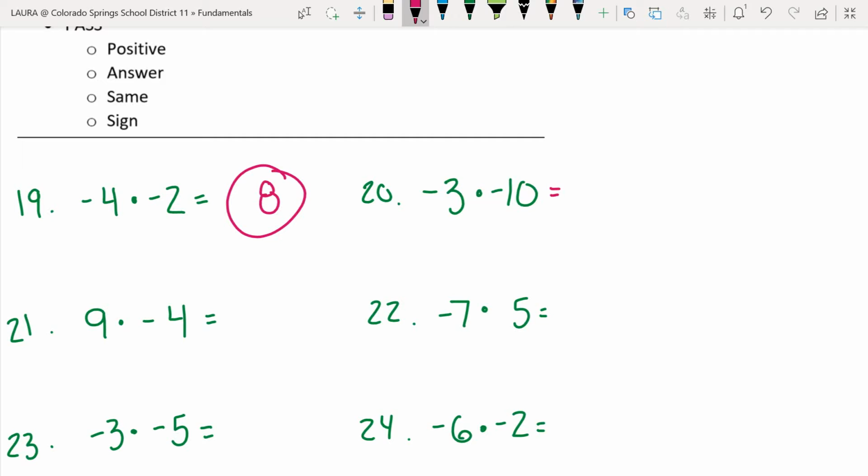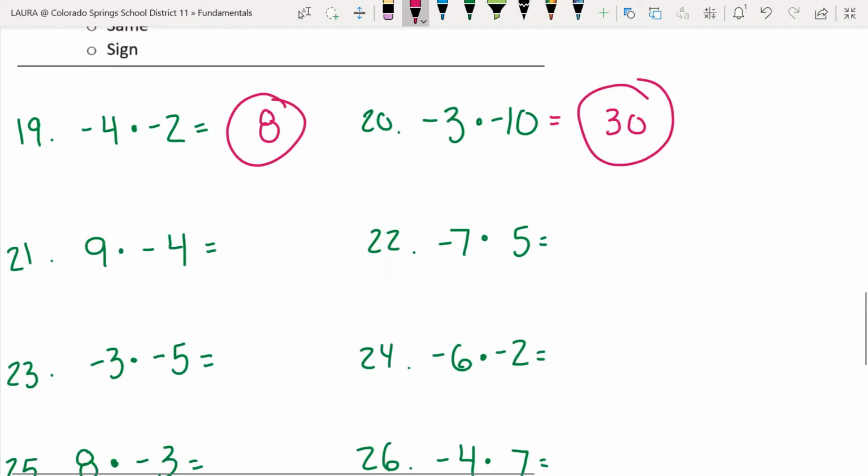Number 20, we have -3 times -10. So you just multiply like normal. 3 times 10, that's 30. Because I have 2 negative numbers in my problem, that means my answer is positive. So this stays a positive 30.